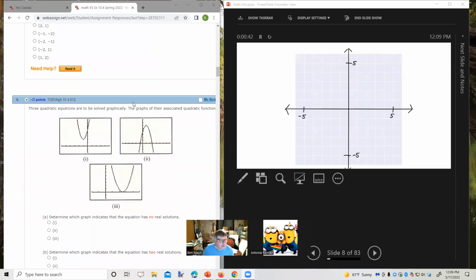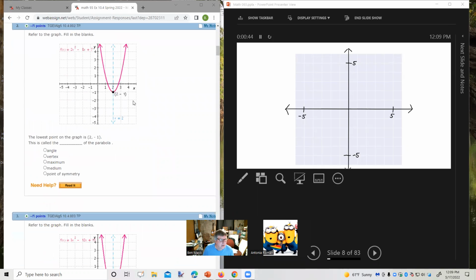So let's look at number 2. It says the lowest point in the graph, 2, -1. This is called the blank of the parabola. What would that be? What's this point called? It's the vertex.